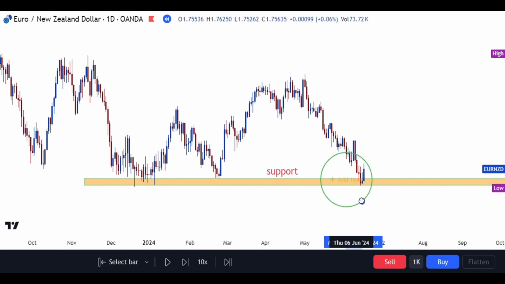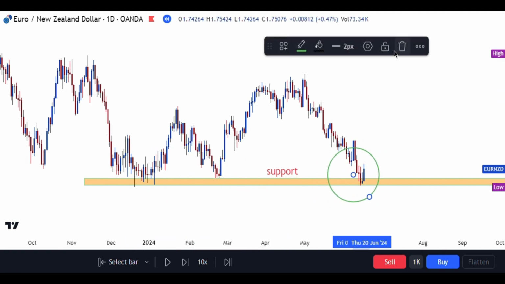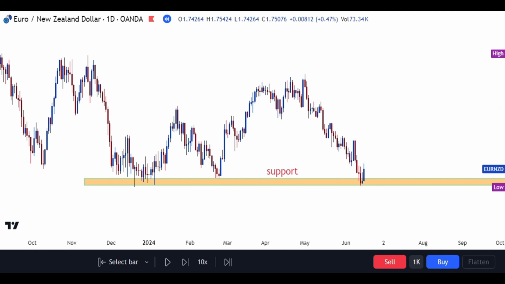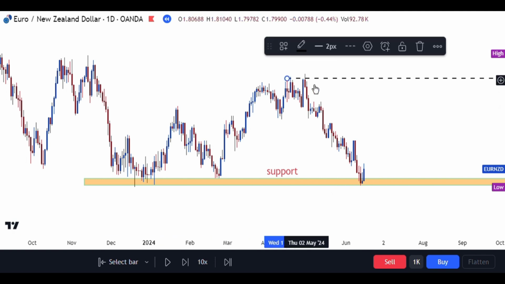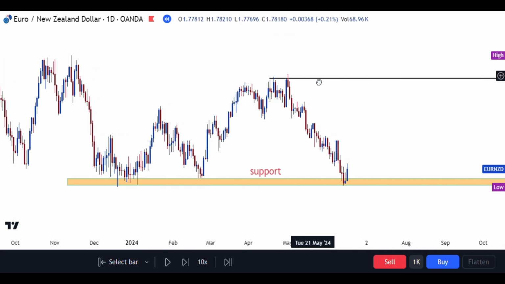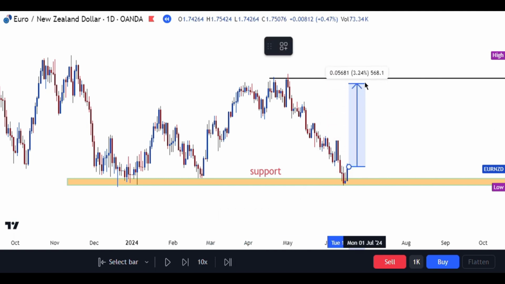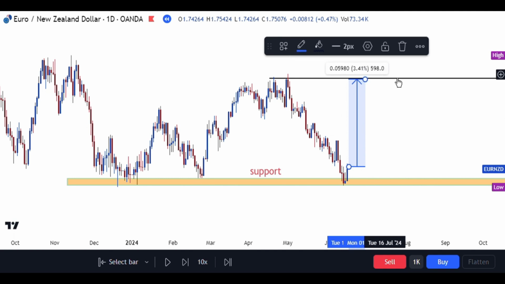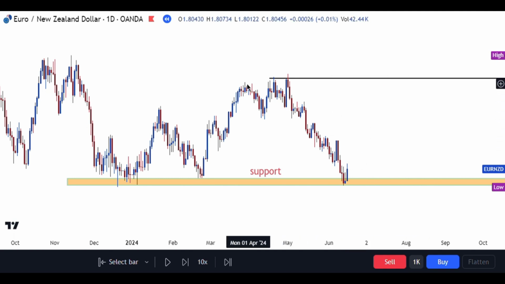The price got back here, we are anticipating to buy, all right. And our target would be first this level up here, okay. This would be our target up here, okay. So that would be around several pips up there. From this point to that point would be about 598 pips. That is possible. All right, so just imagine the potential of this strategy.